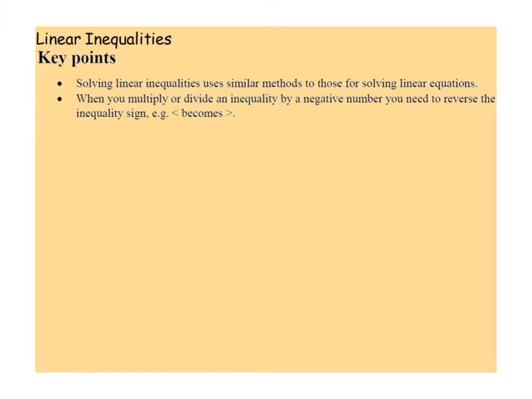The other key point is a really important one: if you multiply or divide both sides by a negative, then you must change the sign of the inequality. So less than would become greater than, or less than or equal to would become greater than or equal to. Now, this is sometimes avoidable, not always, but sometimes.